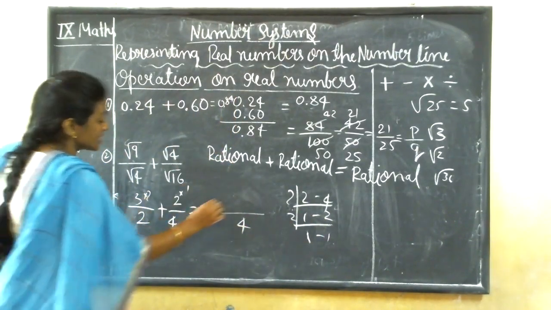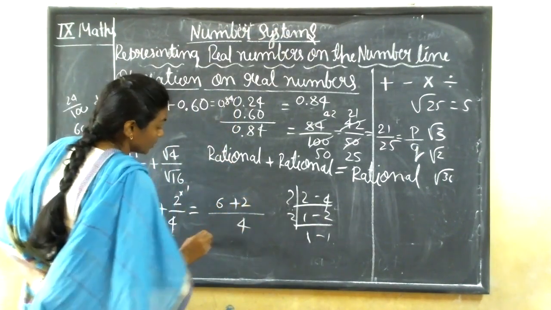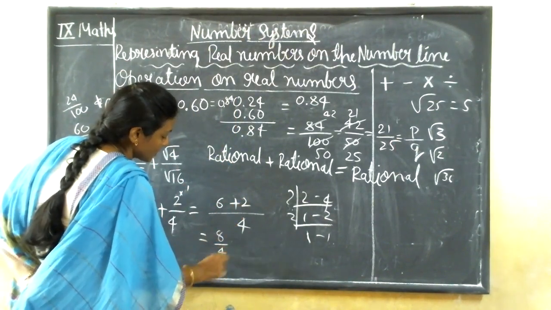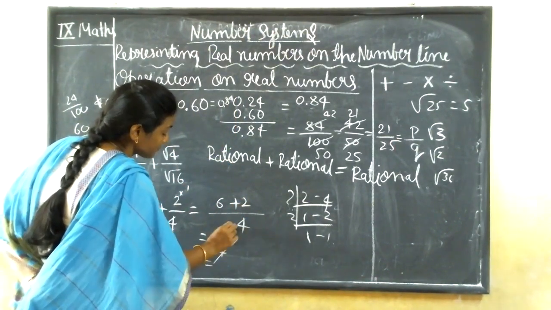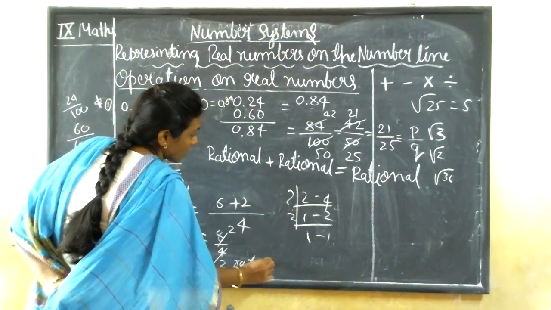3 twos are how much? 6, plus 2 ones are 2. So what is our answer here? 6 plus 2 is 8 by 4. When you cancel, 4 ones are 4, 4 twos are 8, so the answer is 2. 2 is a rational number.